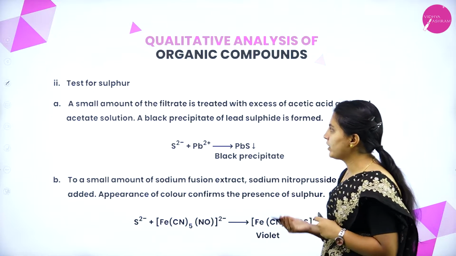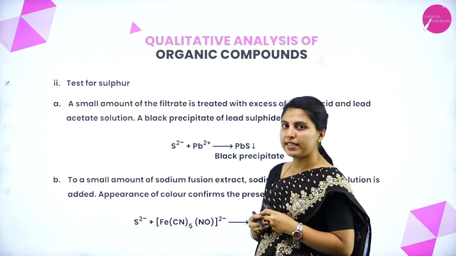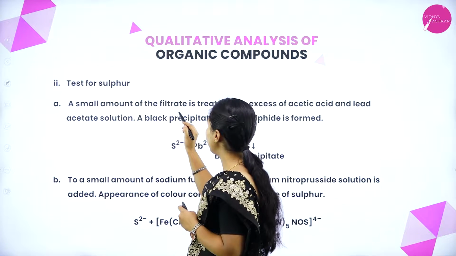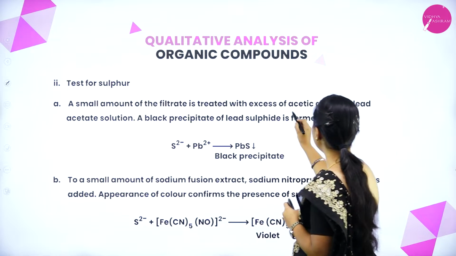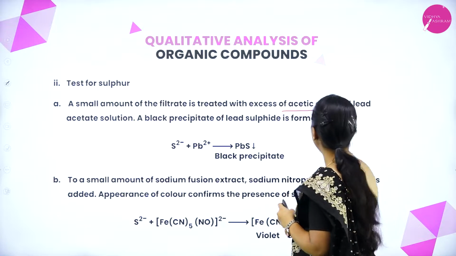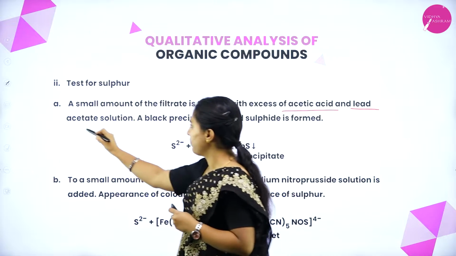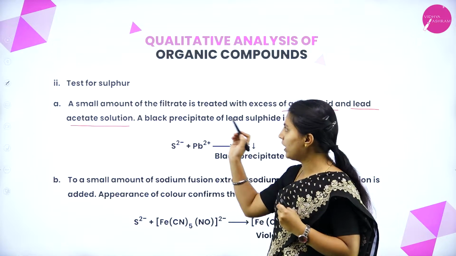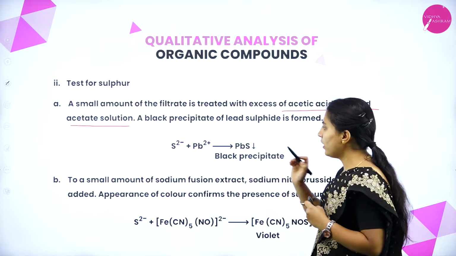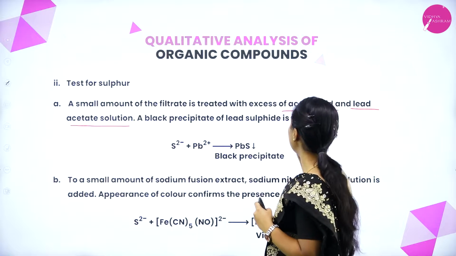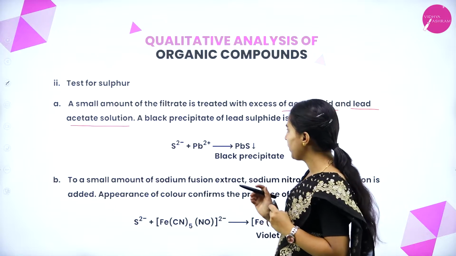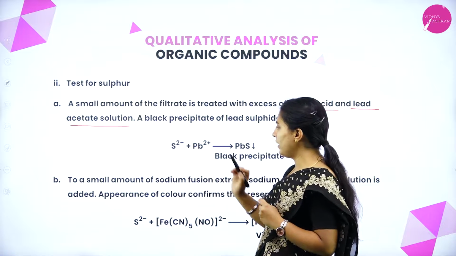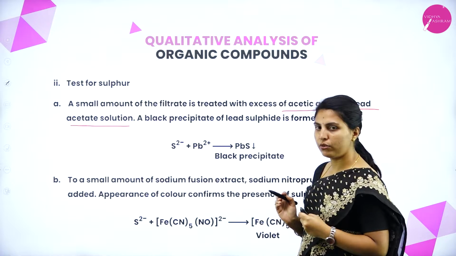Next one is the test for sulfur. A small amount of the filtrate is treated with excess of acetic acid and lead acetate solution. The second part of the sodium fusion extract is used for the detection of sulfur. For that sulfur, lead acetate and excess acetic acid are used. See here, sulfur and lead get to react here.